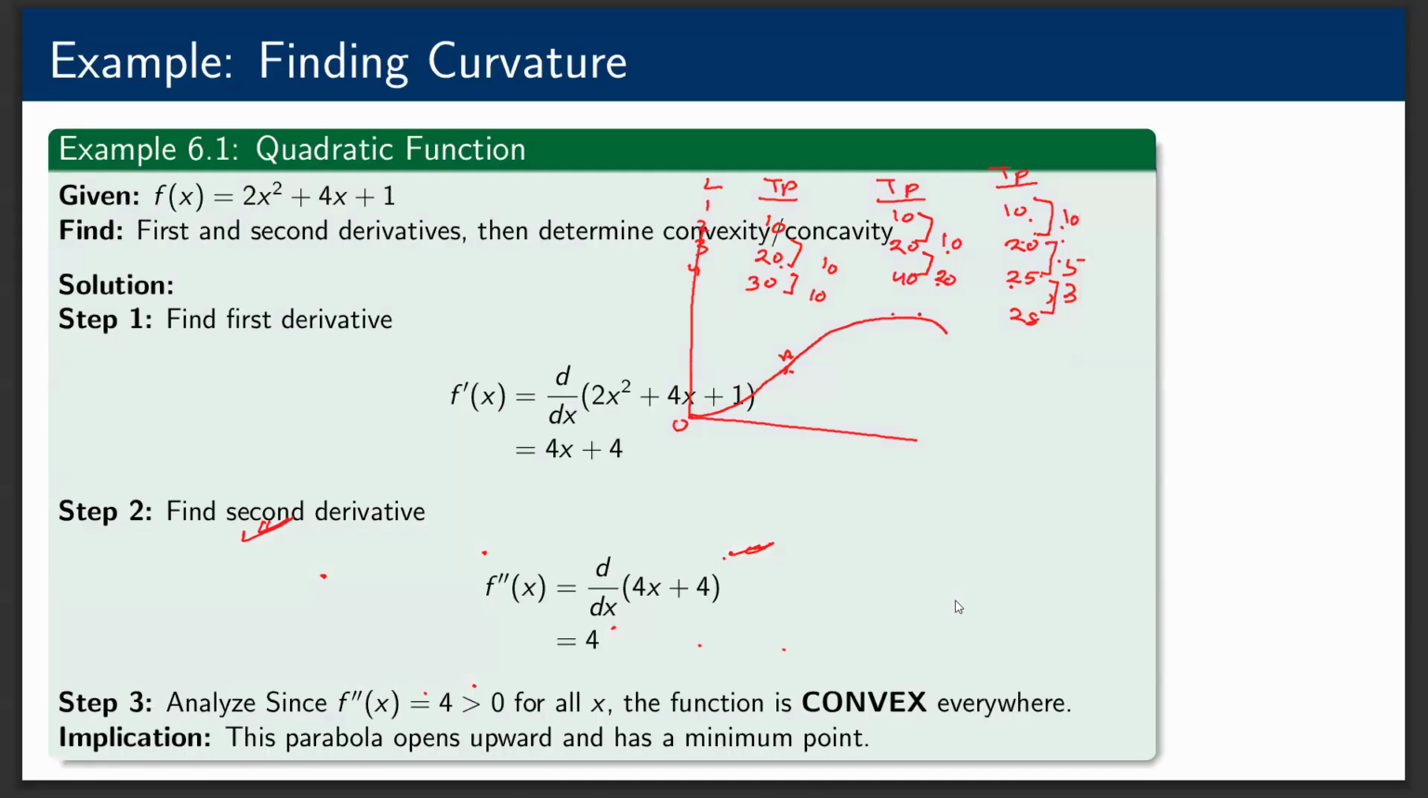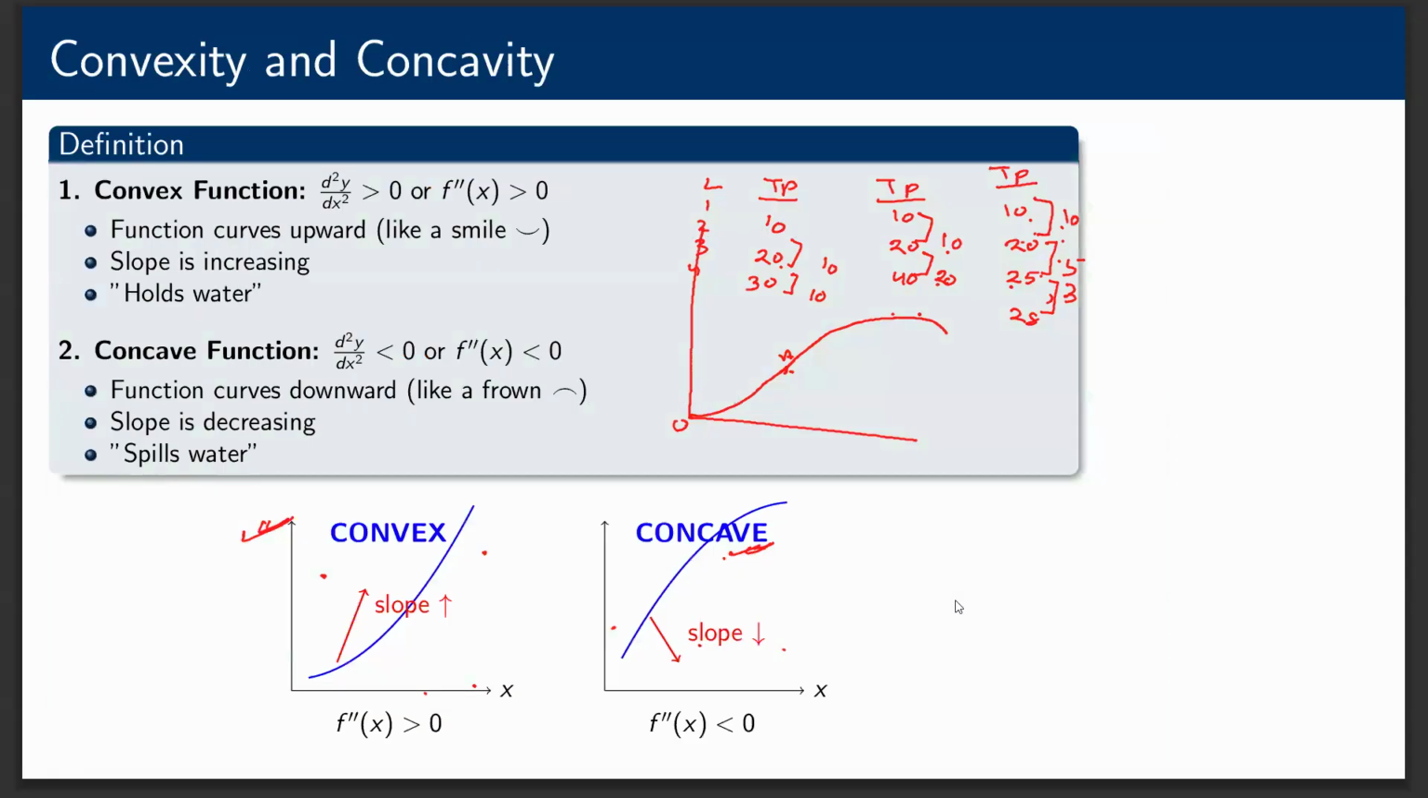Do some example. Given the function f of x equal to 2x square plus 4x plus 1. Ma'am, can you repeat for concave shape? Second order derivative. Okay, concave shape. Look at the diagram here, where I mentioned the slope is concave.